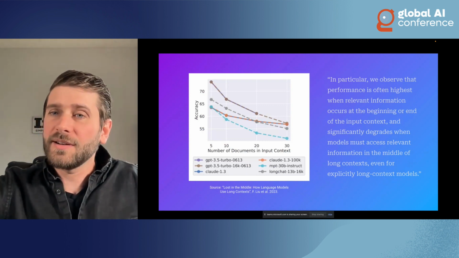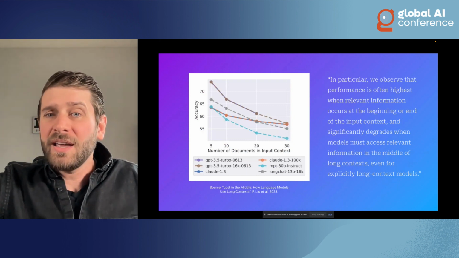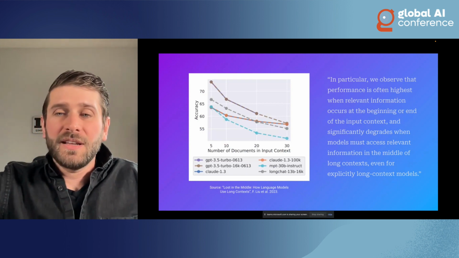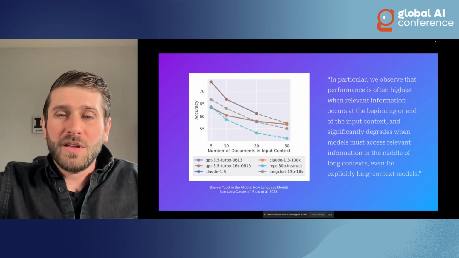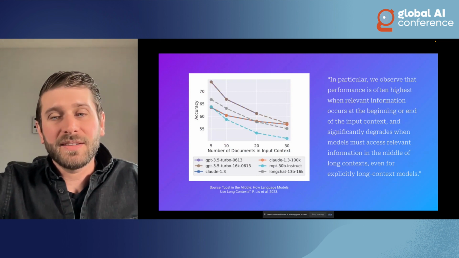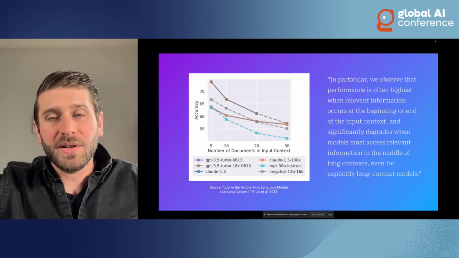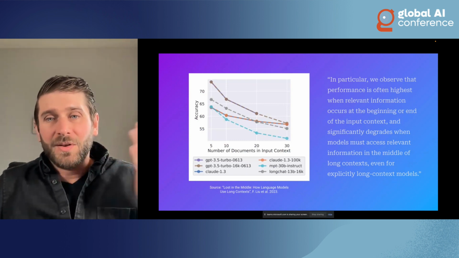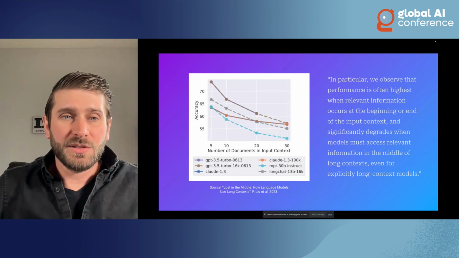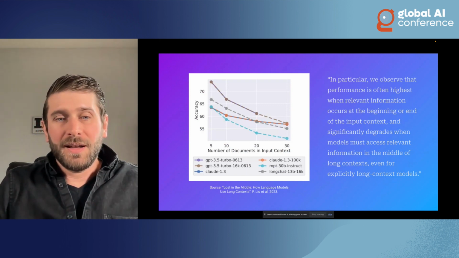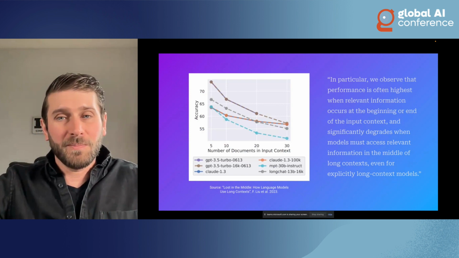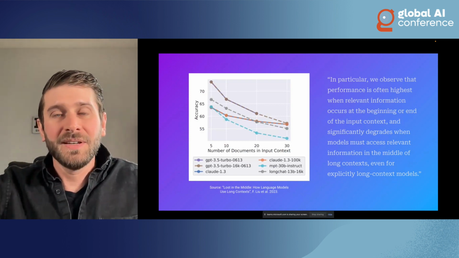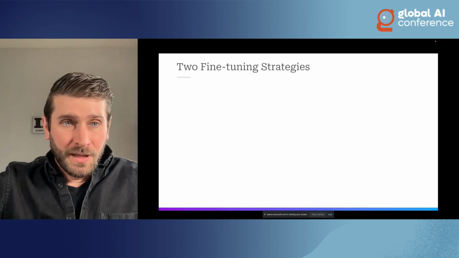And it says that in particular, we observe that the performance is often highest when relevant information occurs at the beginning or end of the input context, and significantly degrades when models must access relevant information in the middle of long context, even for explicitly long context models. So what that means is that the models pay more attention to things at the beginning or the end, and can often lose sight of stuff in the middle. So you don't get a linear benefit from just including more information and throwing it all in the prompt. Not to mention that makes it more expensive to have more prompt tokens.